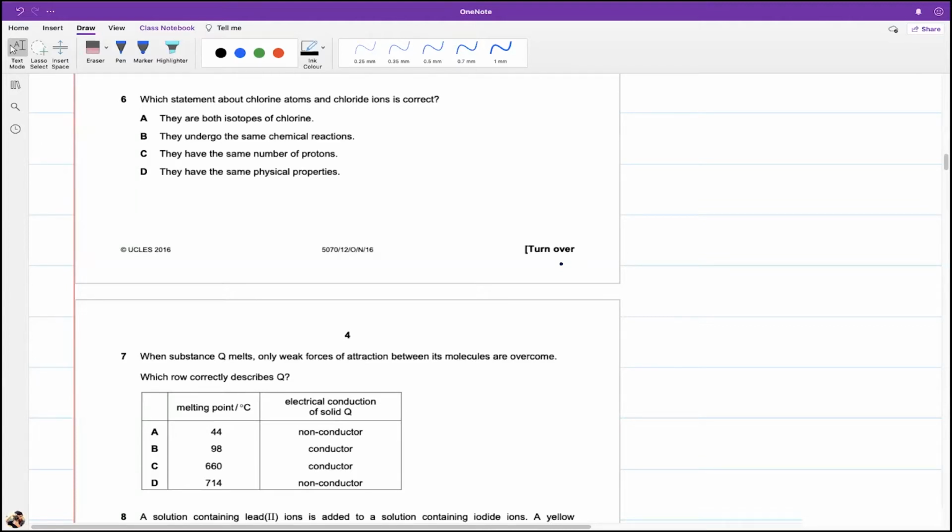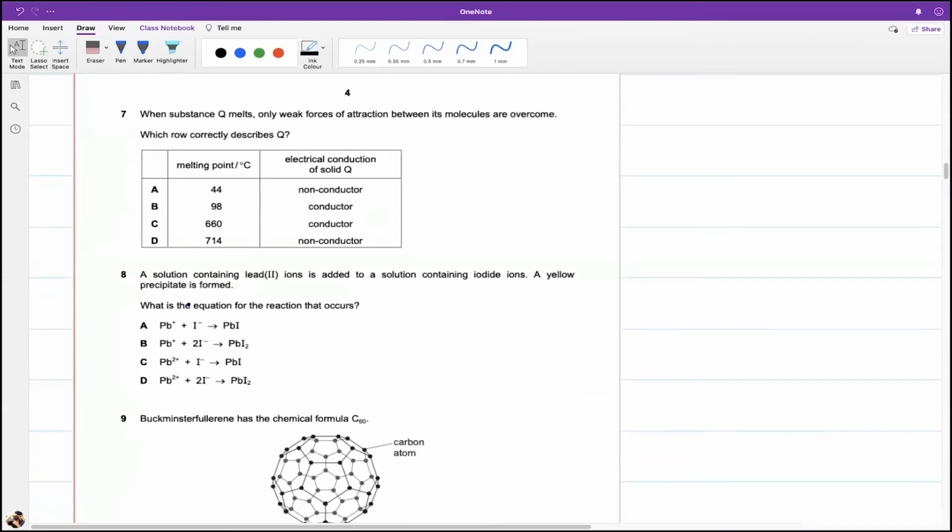उनकी reactivity बहुत different है. They have same number of protons. Yes, they're the same element. So that is true. They have same physical properties. Again, no. Chlorine is green. It exists as diatomic. तो उसकी वजह से gas है. Chloride is independent ion. It conducts electricity. Chlorine does not. All kind of different physical properties.